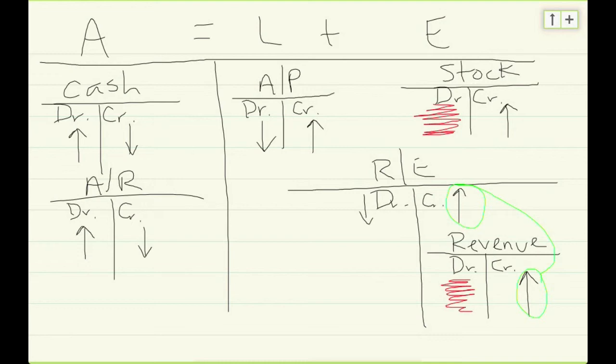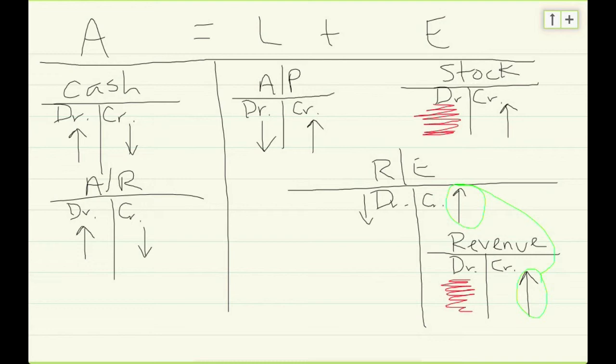So therefore, there's never a reason, well, there'll be a reason later, but it'll be a special reason. For right now, there's no reason we would ever decrease the revenue account. So I've made the debit side of revenue that red zone, because if we ever find ourselves trying to debit revenue, we know that something's going wrong.